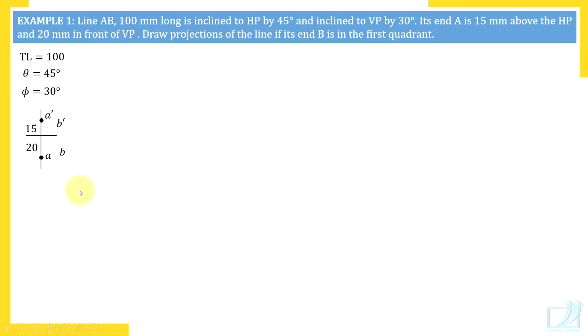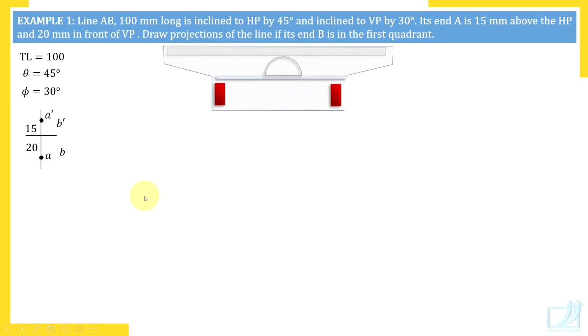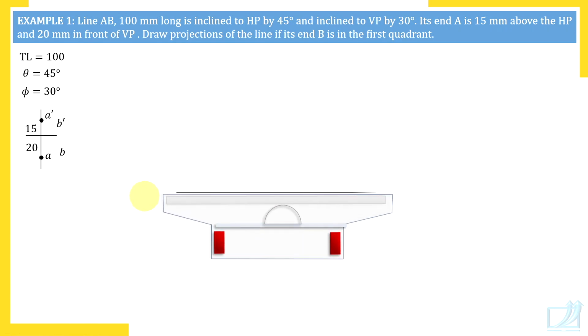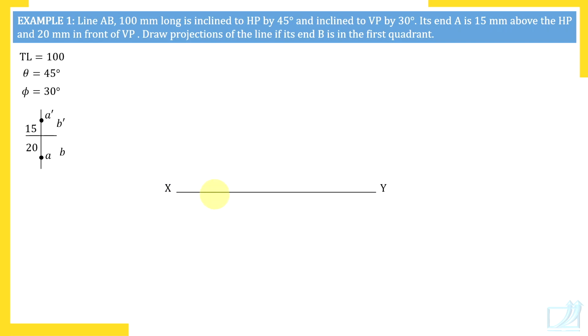Now start drawing. Set roller with XY line. And the very first line you will draw is the XY line. Label it immediately. Labeling is very important. Leave some space from the left end of XY line and draw the projector of the reference point. What is the reference point? The point on the line whose position from both HP and VP is given. In this problem it is end A. So mark front view and top view of end A.